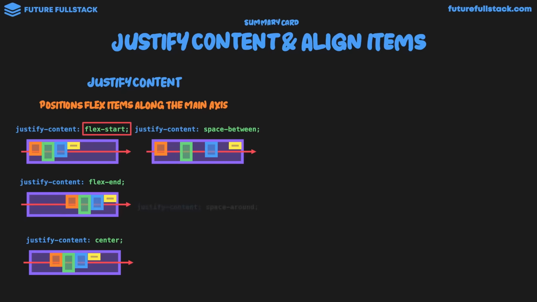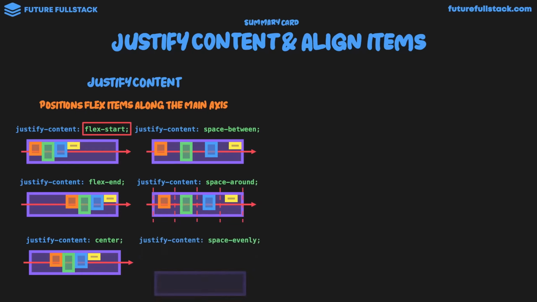The next value was space around. We have our Flex container, our main axis. The space is then divided equally, and our Flex items are placed in the center of each of these blocks. And if you recall, this means that the space between each Flex item is double the space between the edge of the Flex container and the Flex items on the left and right. The last value was space evenly. We have our Flex container, our main axis, and this simply just spaces the Flex items evenly with equal spacing between the Flex items and the edges of the container.